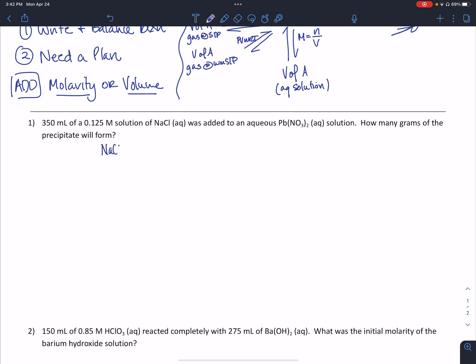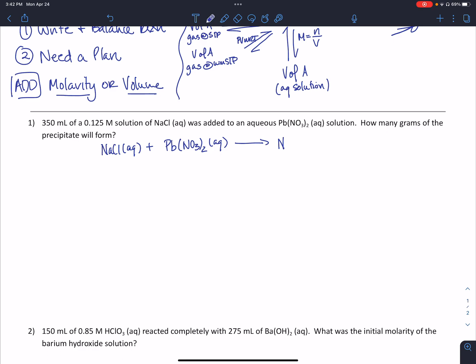So we've got NaCl aqueous plus Pb(NO3)2 aqueous. I have two ionic compounds, so this is going to be a double replacement. So I'm going to end up with Na... Oops, sorry, that's not PbCl2, I was wondering about that. Let me fix that. That was Pb(NO3)2, lead 2 nitrate. Sorry about that.